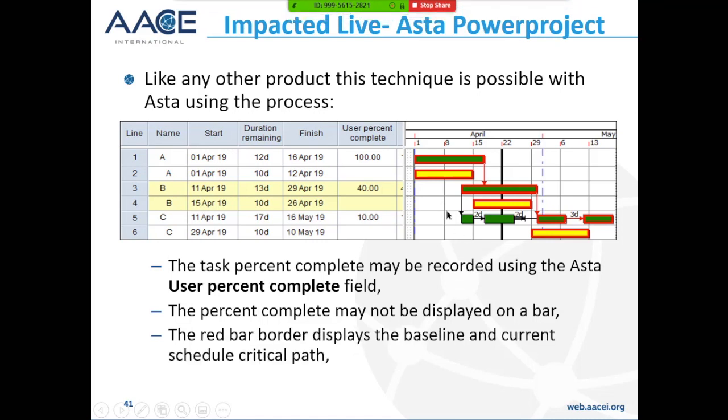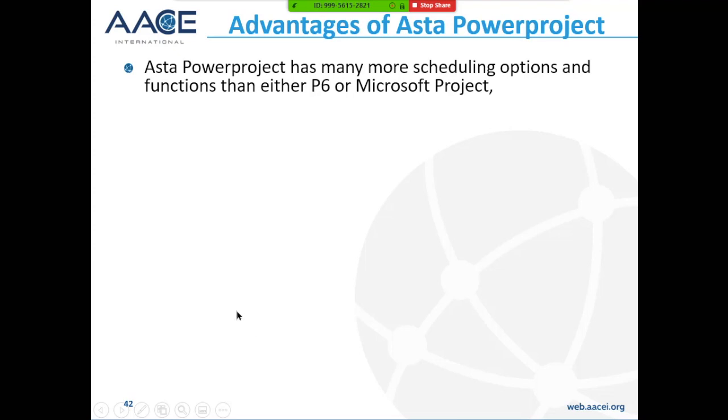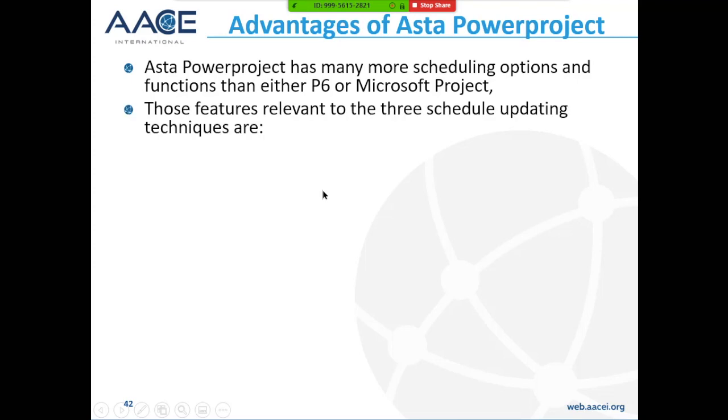You can see that in ASTA you can show the critical path on the baseline as well as the current schedule. And obviously you can put multiple splits in the past and the future. So the advantage of ASTA Power Project is it has many more schedule functions than either P6 or Microsoft Project. Those features are relevant to the three scheduling techniques.